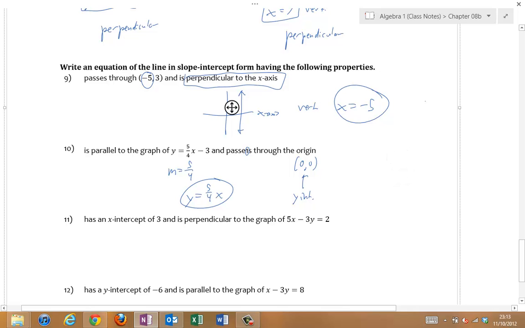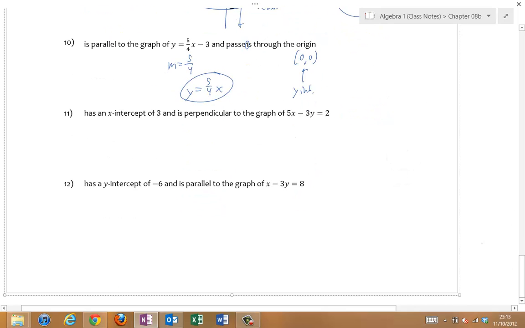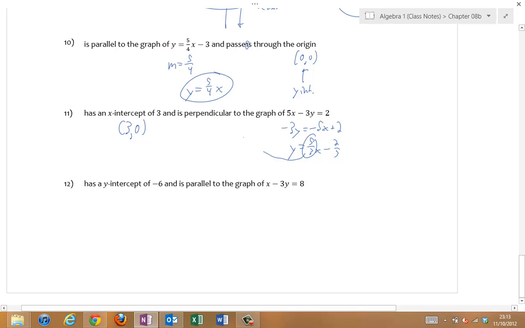Okay, now continue up, or down, or whatever you call it. Has an x-intercept of 3. That's an ordered pair (3, 0). And is perpendicular to the graph that we need to solve for y. Divide by negative 3, and I have 5/3 x minus 2/3. Carry this over. Let's change it to a perpendicular slope. m perpendicular is equal to negative 3/5.